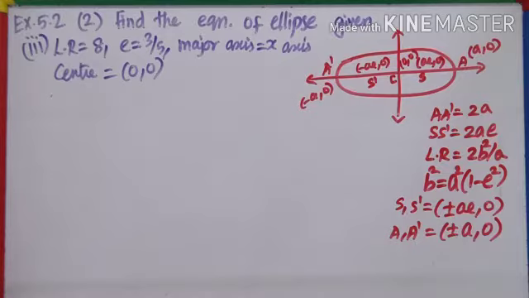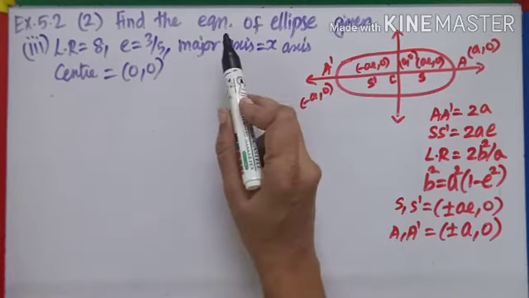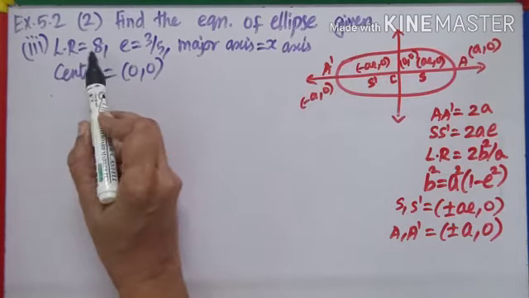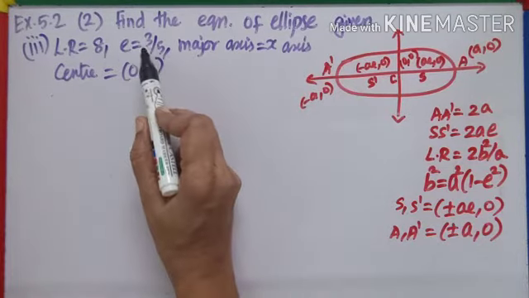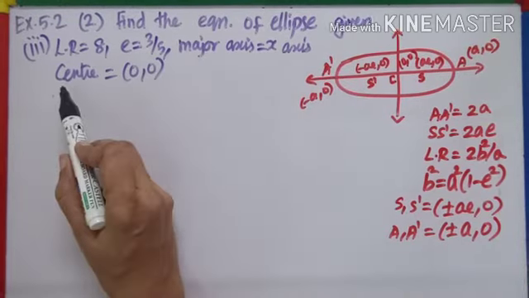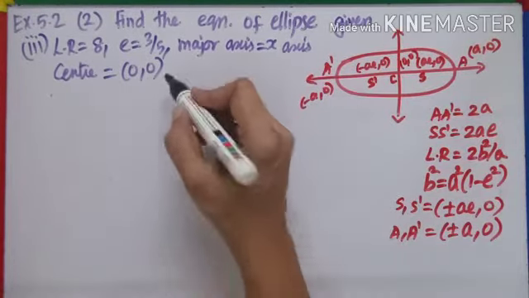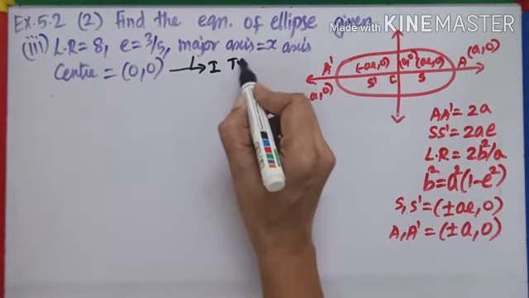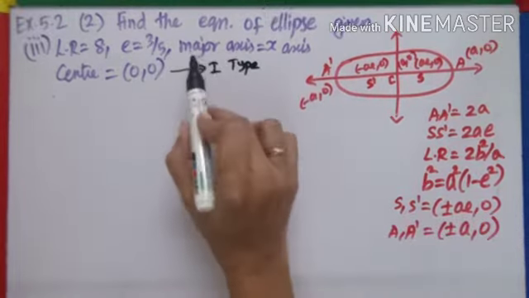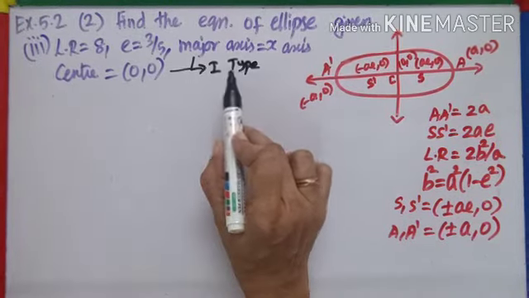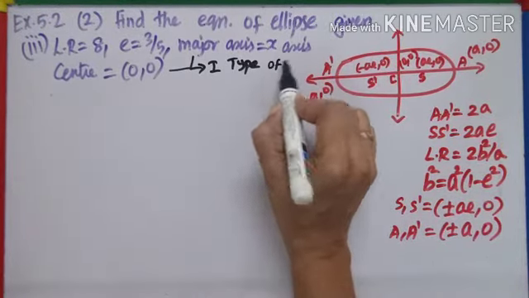Subsection 3, question number 2. Find the equation of the ellipse given length of latus rectum 8, eccentricity E equals 3 by 5, and major axis is along x-axis, center 0, 0. These together tell me it is the first type of ellipse. Major along x-axis, center 0, 0 tells me it is the first type of ellipse.